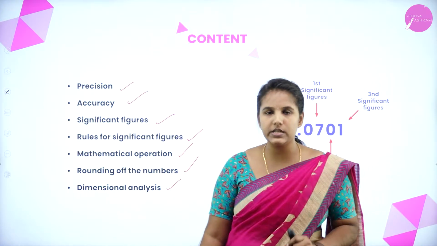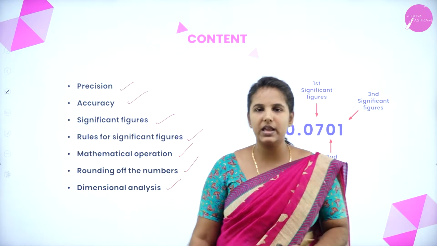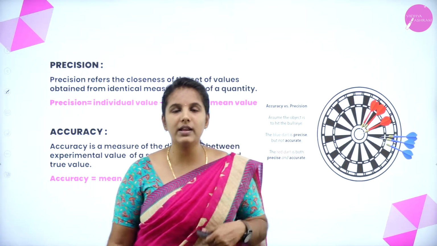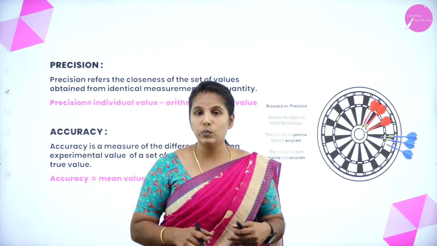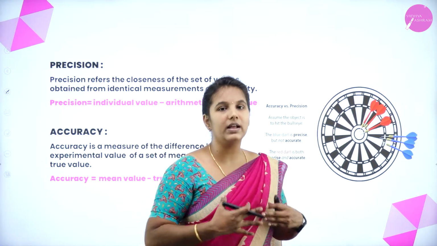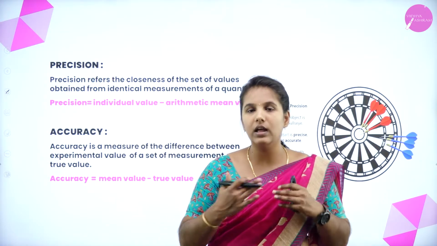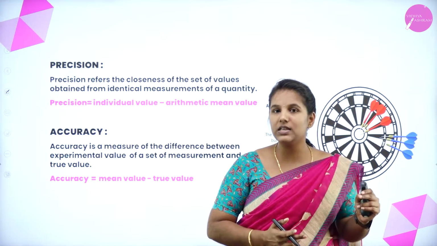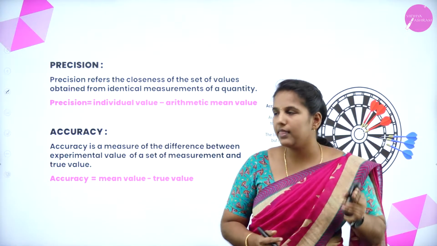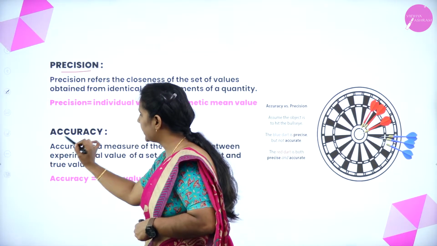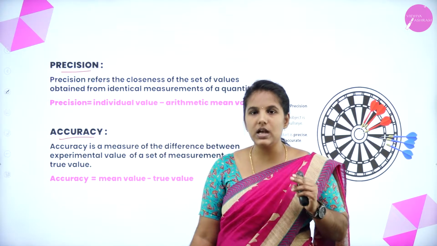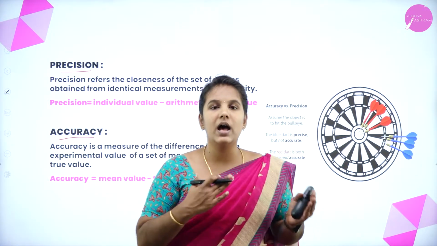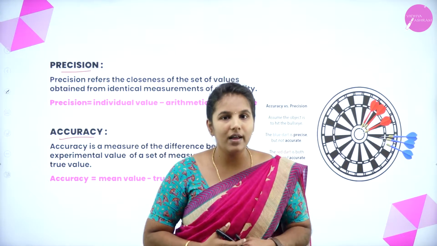Let's see what precision and accuracy are in chemistry. We all know that we do experiments in the laboratory, right? After performing your experiment, you have to report the results by using two important terms. The first one is precision and the second one is accuracy. These are the two important terms that we use to express our results after getting them from the experiment.